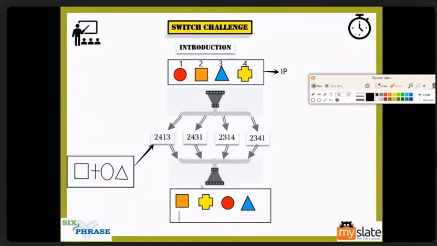Okay, look at this. This is a square. Now, where is the square in the input? The square is at the second position. Where is the yellow color plus in the input? It is in the fourth position. Where is the red color circle in the input? It is in the first position. Where is the blue color triangle in the input? It is in the third position. So, this output has actually used this switch. Which one? 2, 4, 1, 3. It is the same switch, right? I did not notice it. Anyway, it is the same switch.